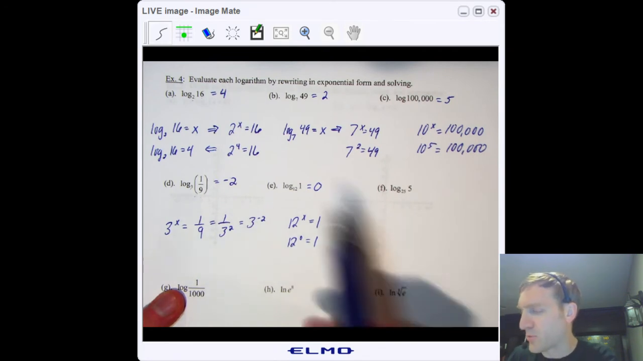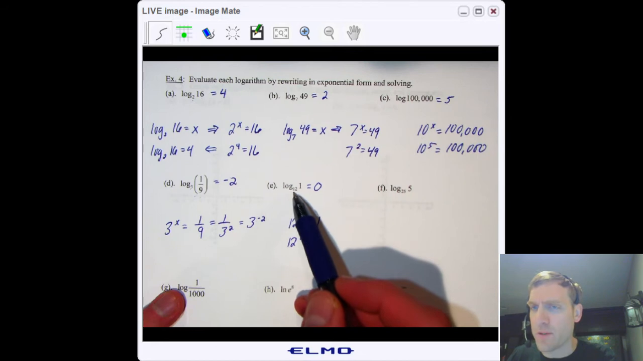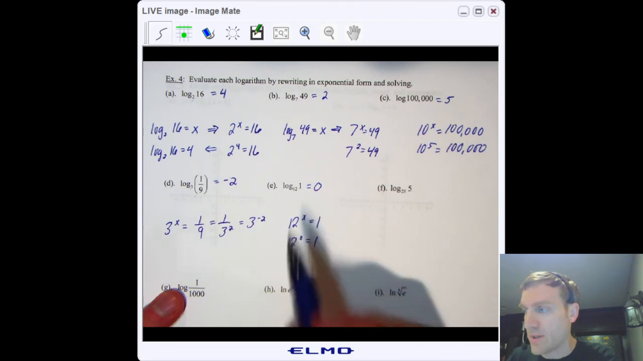And now let's just pause for a moment. Notice something. That 12 didn't really matter, did it? The log of 1 is always 0, no matter the base. The log of 1 is always 0.